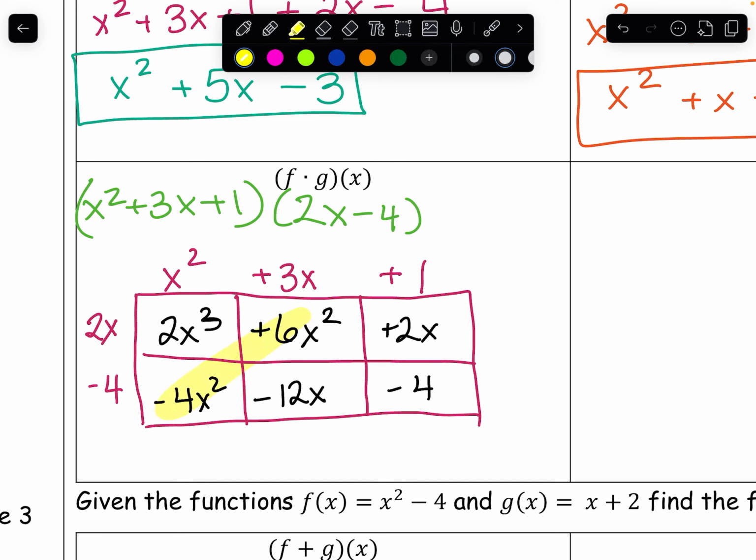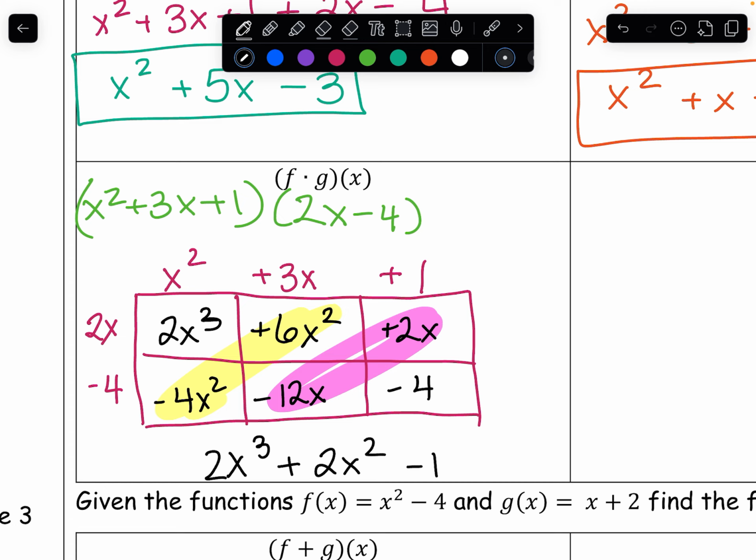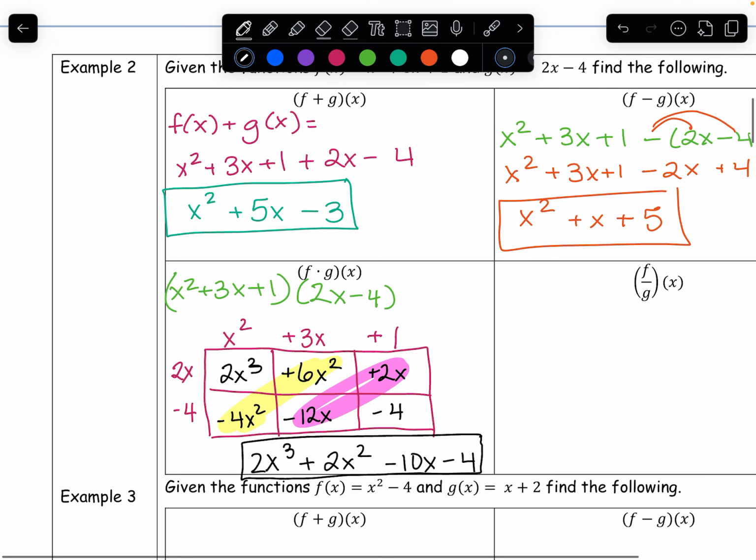Combining my like terms, so like terms are usually on the diagonal, that's why I like this method. And so we get 2x cubed plus, oopsies, 2x squared minus 10x minus 4. We could technically factor out a GCF, but that's not what it's asking. There we go. So there's our answer.